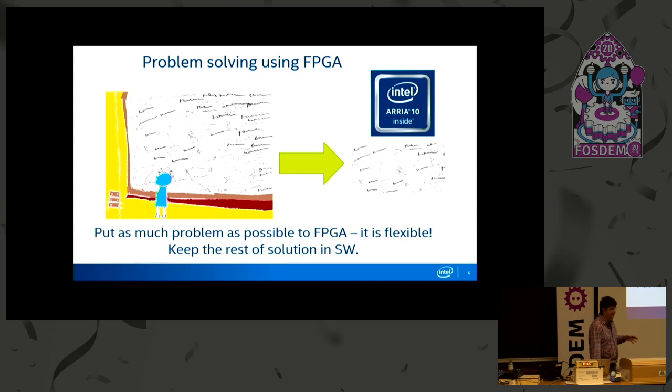Example of your problem: you are the engineer or the designer and you want to find some issues or to make sure that your system, which is very, very complex, is working correctly. Don't try to put everything inside of the hardware. Don't try to put all the problem, all the complexity, in the hardware.